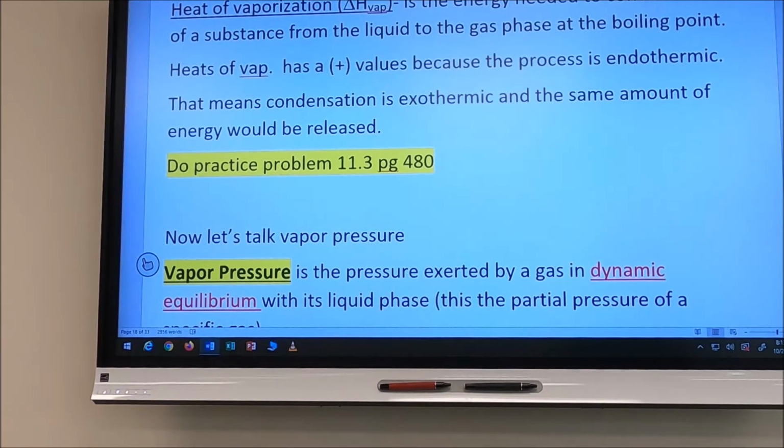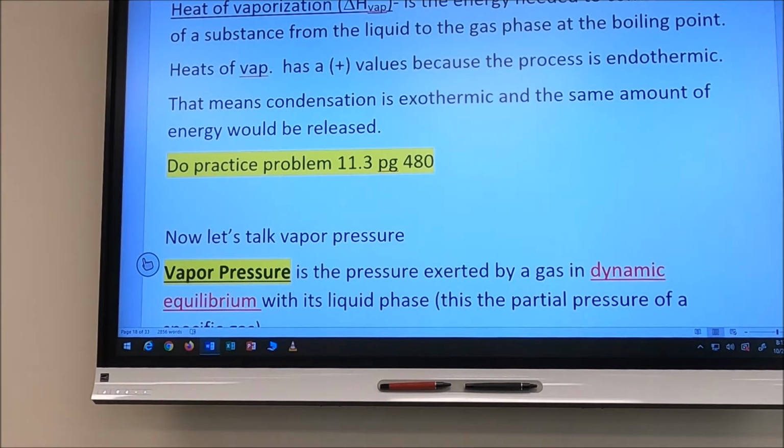So, evaporation is endothermic, condensation is exothermic. Exact same amount of energy is going to be released when 1 mole of substance moves from the gas phase to the liquid phase at the boiling point as you see having to be absorbed to go from the liquid phase to the gas phase at boiling point.